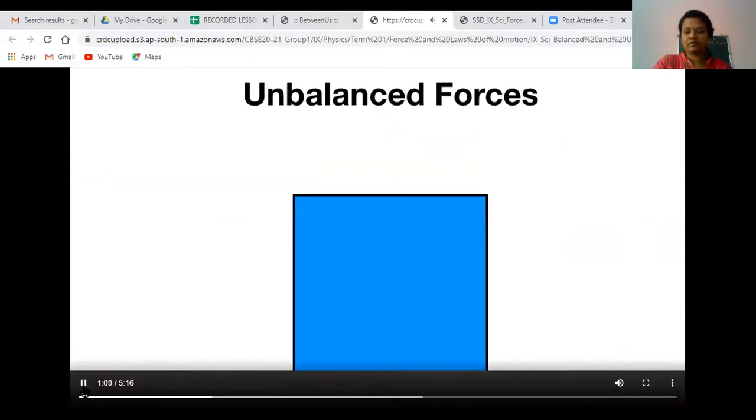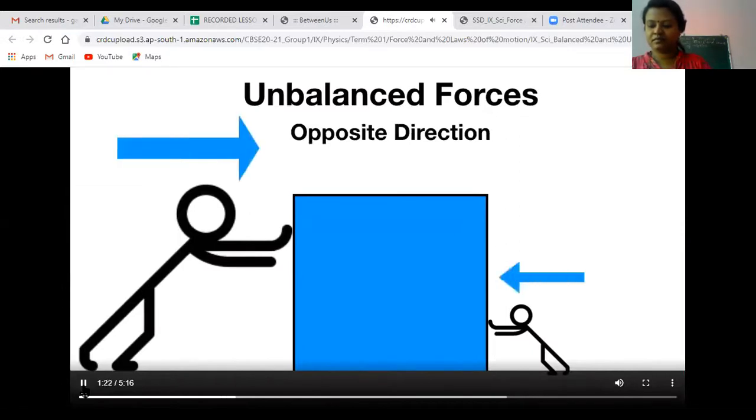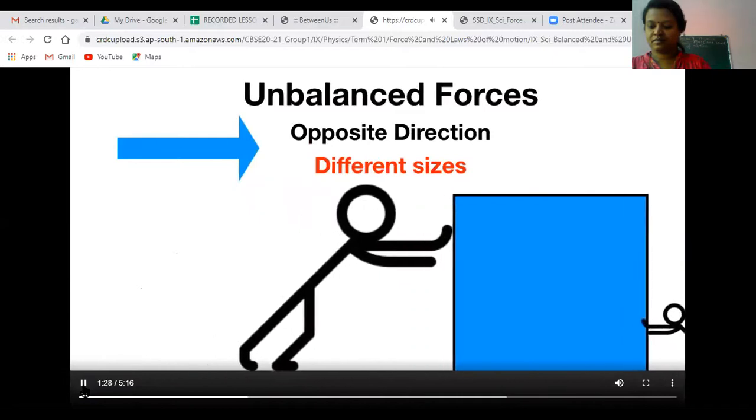Here's another example. If you went to push this box, but your friend came to push on the other side, you're pushing from opposite directions, but we can see your friend is much larger. They will be able to put down a much bigger force than you will. And because your forces are different sized, these are unbalanced forces. If you both push, the box will move because your friend is pushing harder.